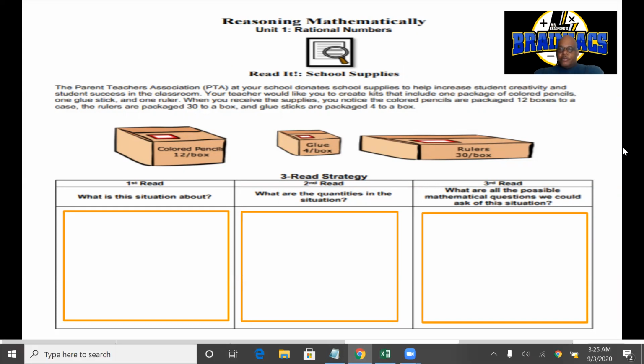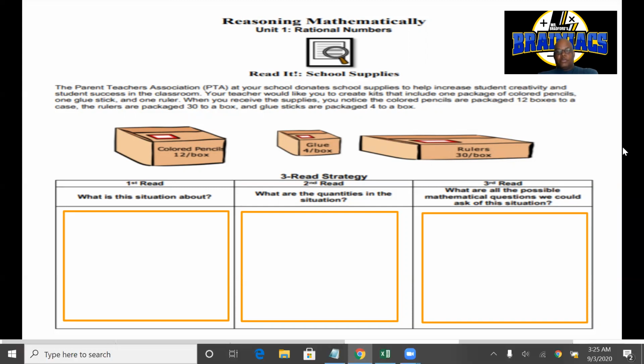So first read, you tell what the situation's about. So what's the situation about? You could say something like, PTA is putting together school supplies, and your teachers want you to build some kits. All right. What are the quantities? Well, in your kit, you're going to include one box of color pencils, one glue stick, one ruler.